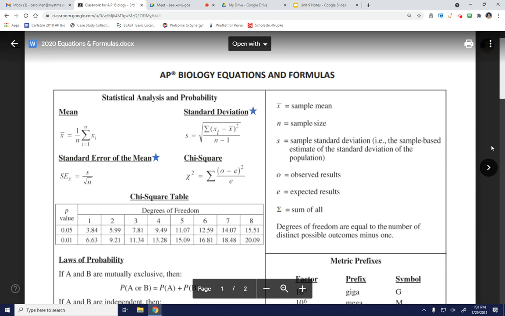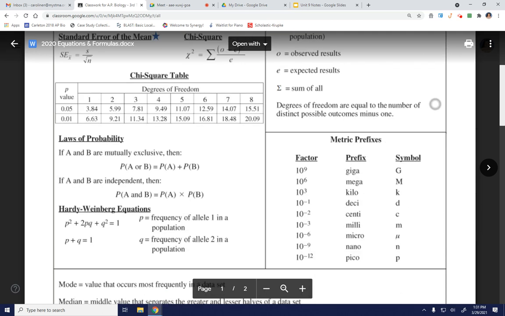We already talked about the majority of the equations on here. Notice that on the right side, it explains what a lot of the variables in the equations mean. So that's a really good thing to notice as well. You don't even need to know what the variables mean because it tells you.